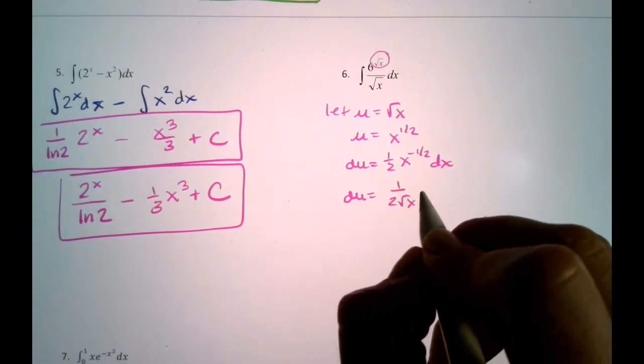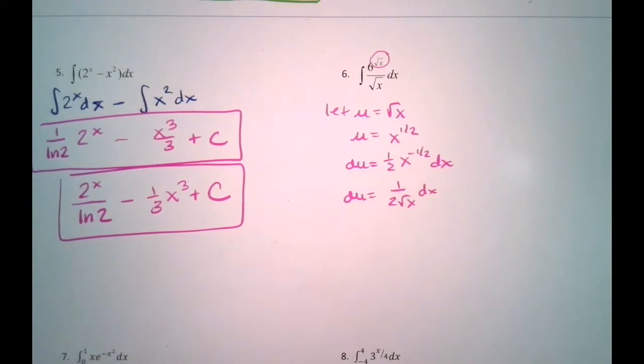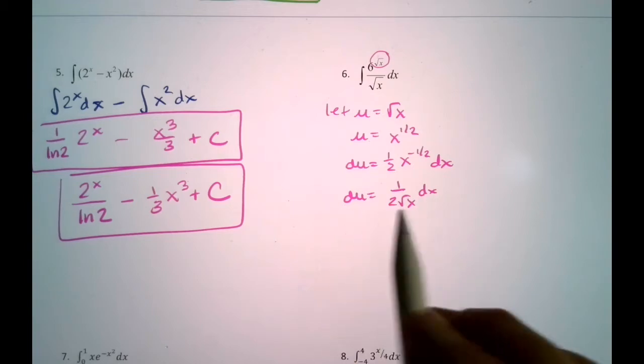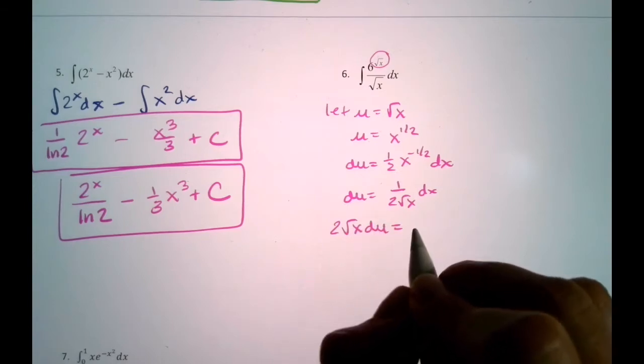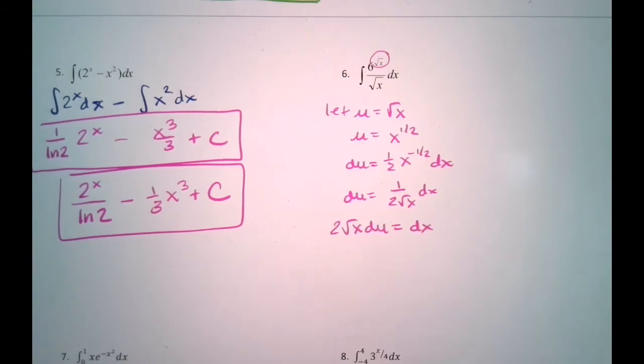That means this, right? x to the negative 1/2 means drop it down to the denominator. I put it in radical form there just because. And then I'm going to multiply this through. I want to isolate for dx. So 2 root x du is my legal swap for dx. So that was a lot of lines of work there, but that'll get me going.